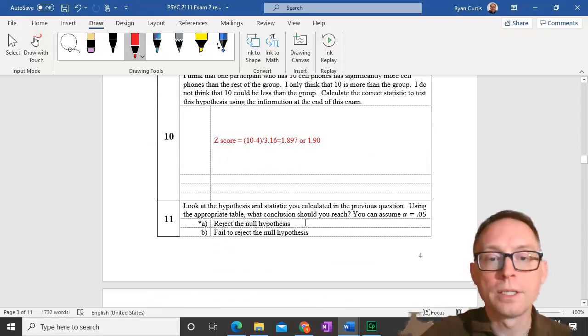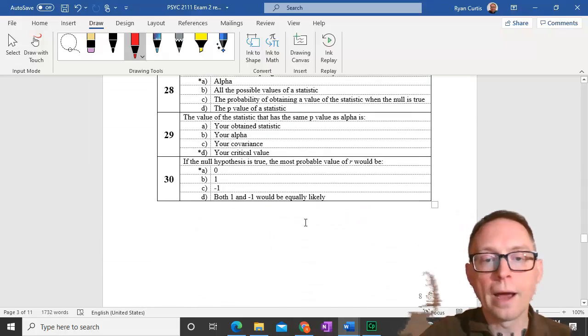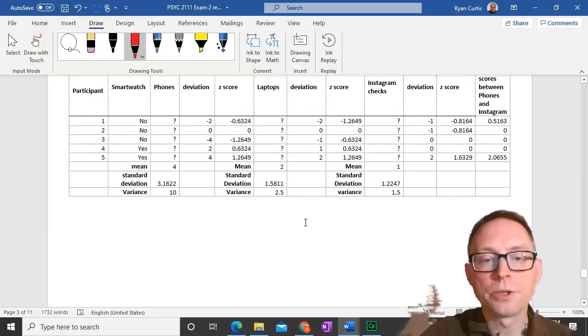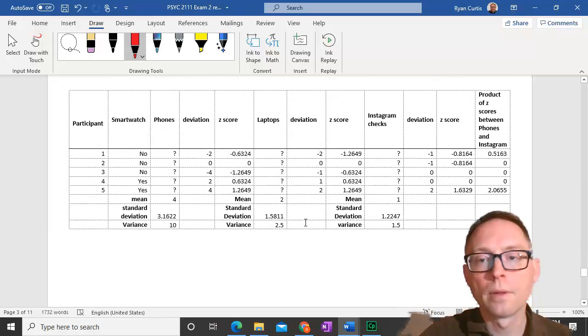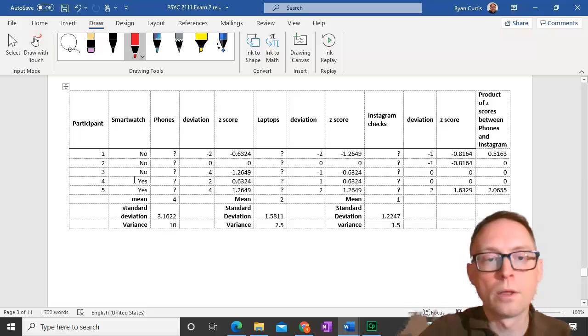The data you have, I have them in a different place than you, are here. So let's just take a look at these data really fast to make sure that you understand what's going on. So number one, we know we have 5 participants. 1, 2, 3, 4, 5. Smartwatch is categorical data because it's either yes or no. So participant 1 does not, participant 2 does not, participant 3 does not, participant 4 does, and participant 5 does.